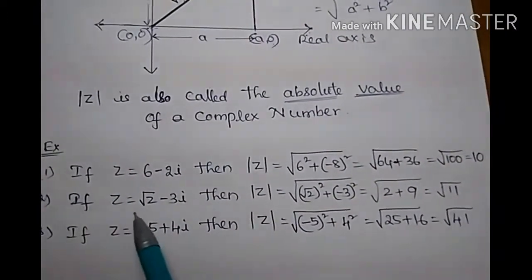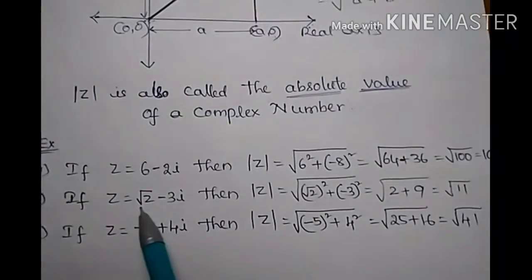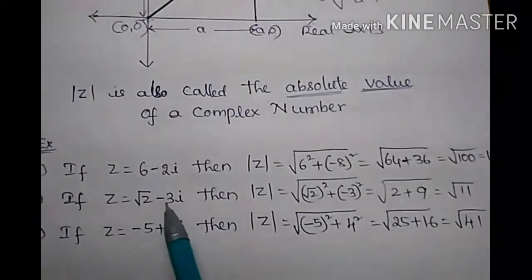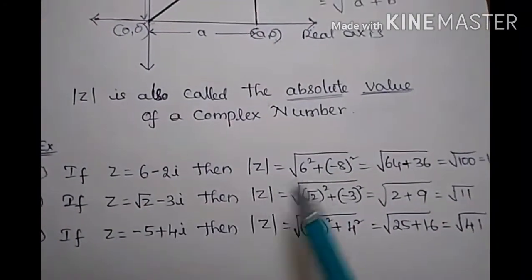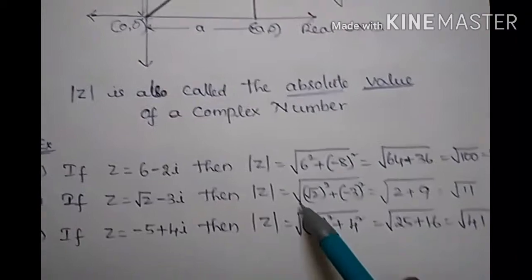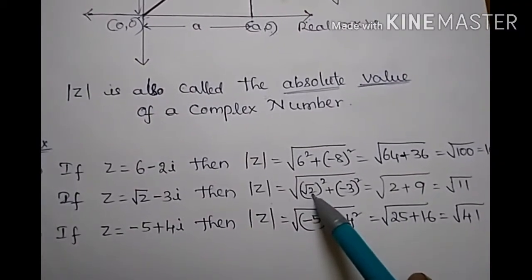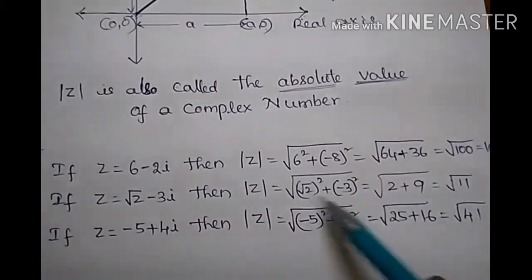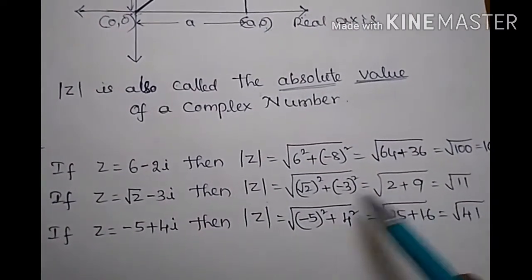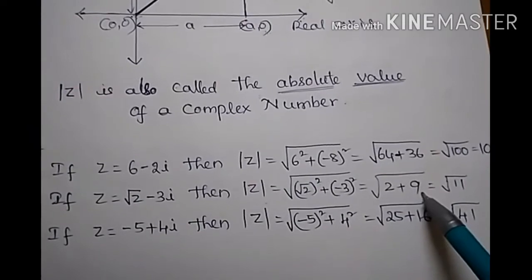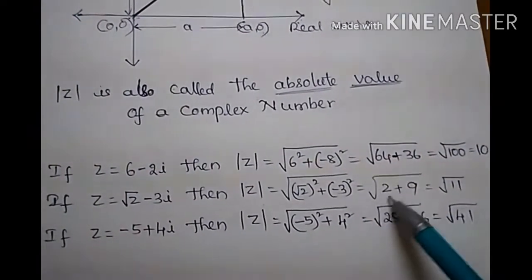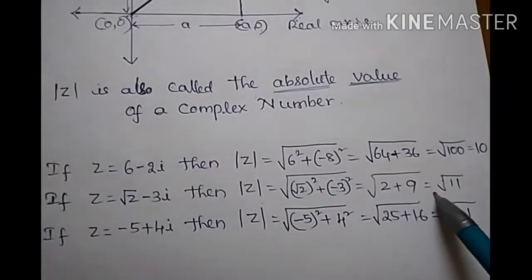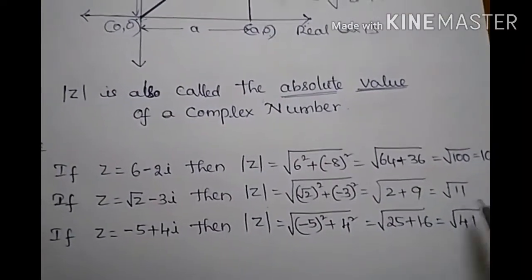Next, if z is equal to root 2 minus 3i, here root 2 is the real part and minus 3 is the imaginary part, then modulus of z is equal to square root of root 2 whole square plus minus 3 whole square. Root 2 whole square gives 2 and minus 3 whole square gives 9. Therefore, we get square root of 2 plus 9, which is equal to square root of 11.